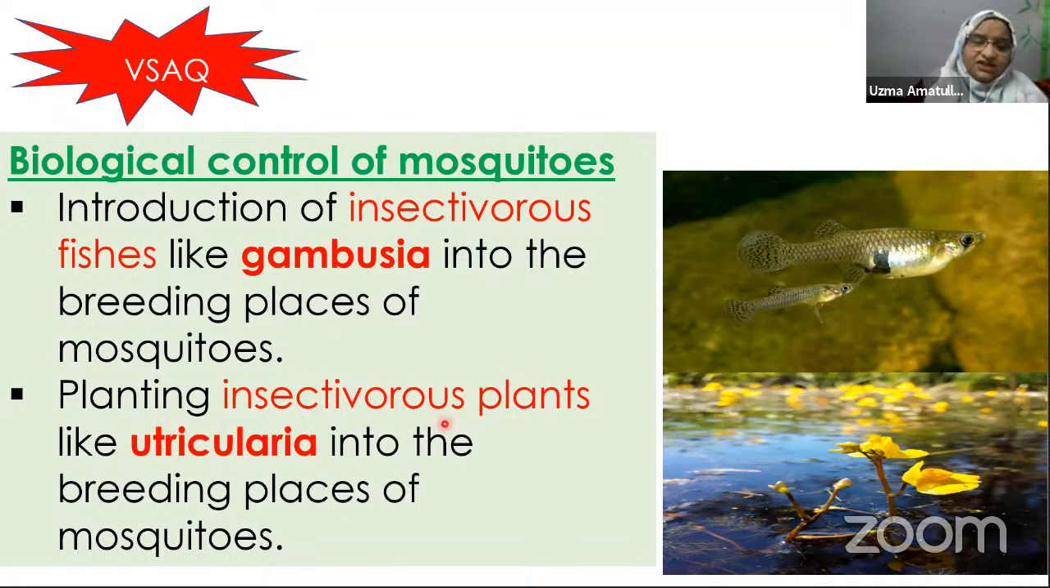And planting insectivorous plants like Utricularia in the breeding places of mosquito. Here, if you plant these plants, Utricularia, then whenever insects come, these plants will trap the insects and digest them. So these plants are called insectivorous plants. So Gambusia and Utricularia. Gambusia is a fish, Utricularia is a plant. Now these two are the biological methods to control the mosquitoes. This is an important, very short answer.